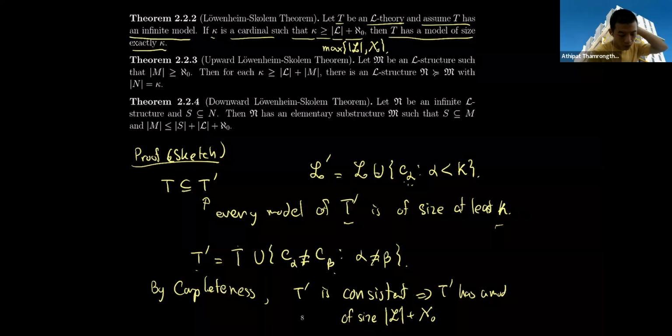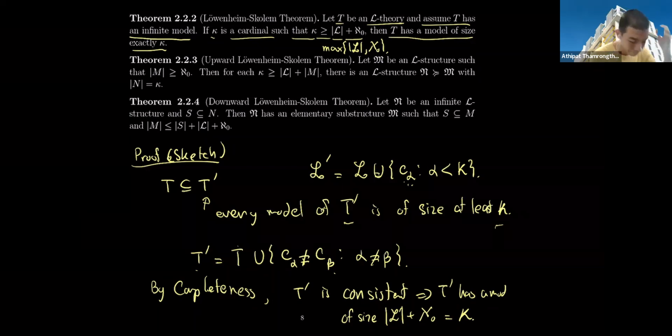And here you let kappa be, you know that the size of L' is at least kappa, so this becomes kappa. So by the completeness theorem, if T' is consistent, T' must have a model of size at most kappa, but every model of T' is of size at least kappa, which means that you're going to get a model of size kappa. So right now, what you need to do is show that T' is consistent.